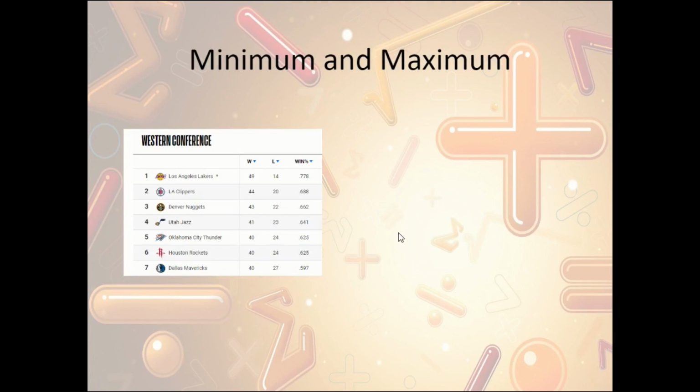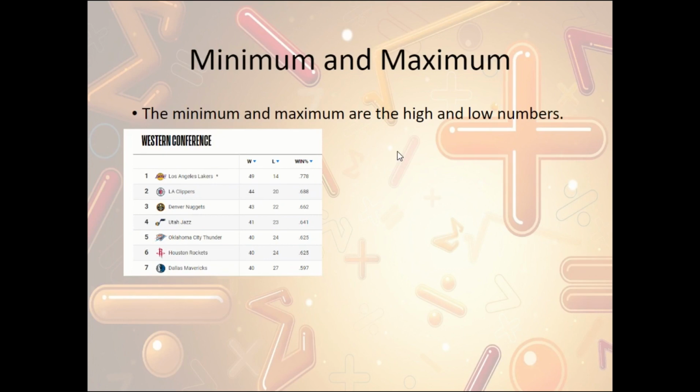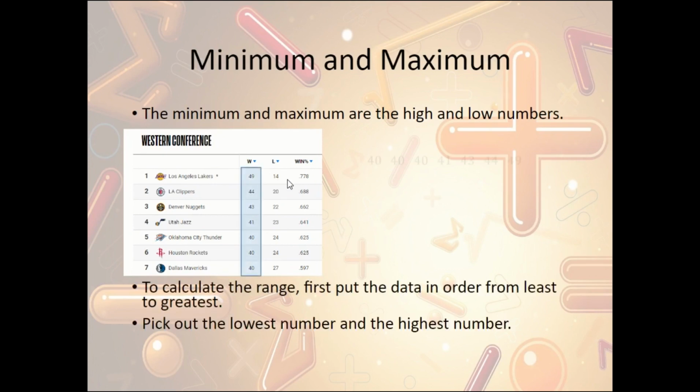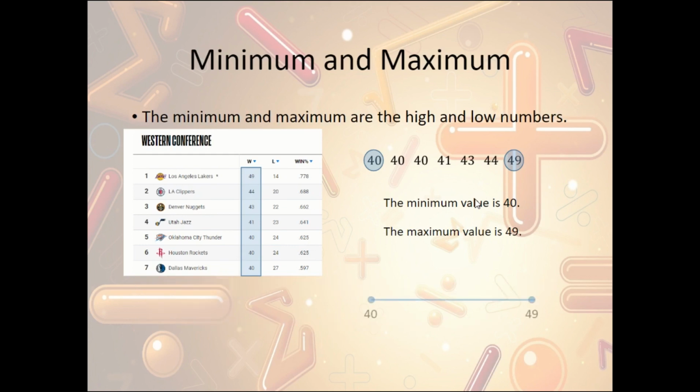So let's look at this set of data. We need to find the minimum and maximum. The minimum and maximum are the lowest number and the highest number. If we arrange these from least to greatest, our lowest number is 40, and our highest number is 49. So the minimum is 40, and our maximum is 49. When we start our plot, it should look like this. It should have an endpoint at 40 and an endpoint at 49.